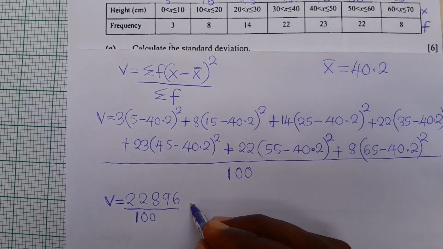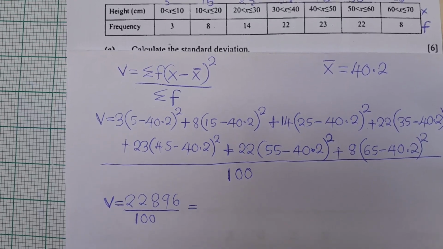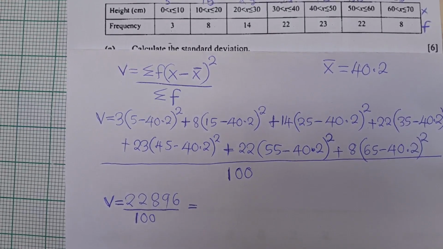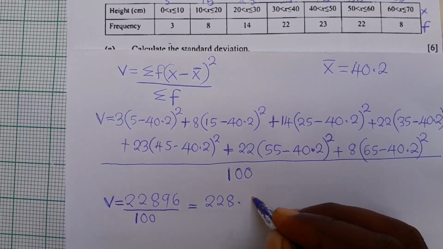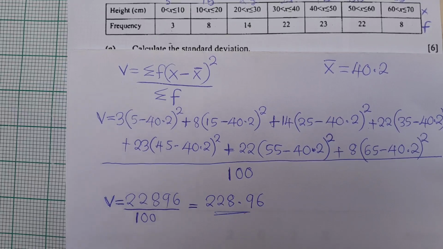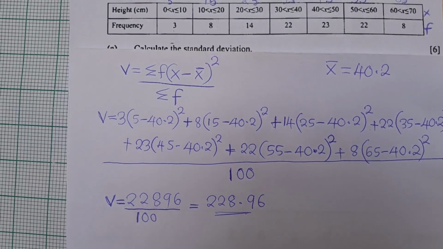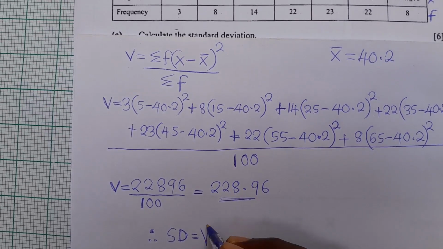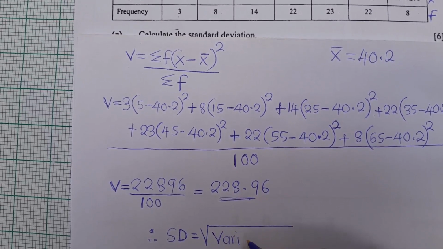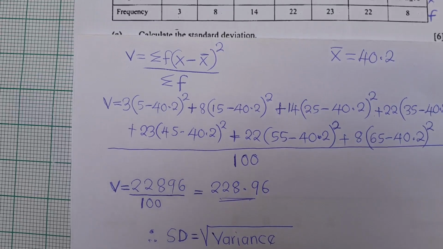So when we divide it by 100, what answer are we getting? What answer are we going to get on this part? So I say divide 100. The answer that I'm getting is 228.96. This is my what? Variance. So the moment you just find the variance, then everything is now done, where you are going to say that therefore standard deviation, which is SD, is equal to what? Standard deviation is equal to square root of variance. This is what we get to do.